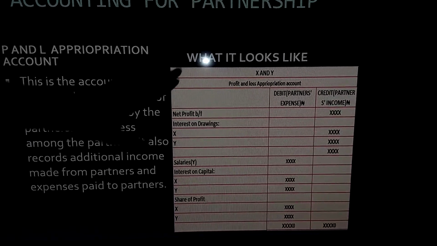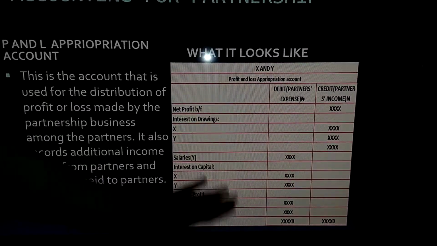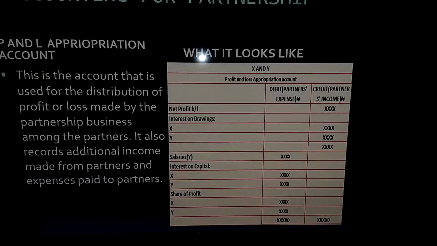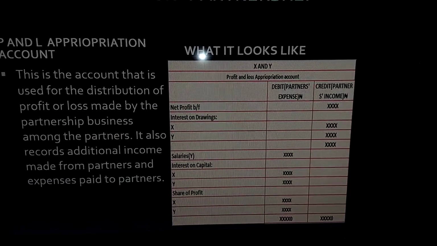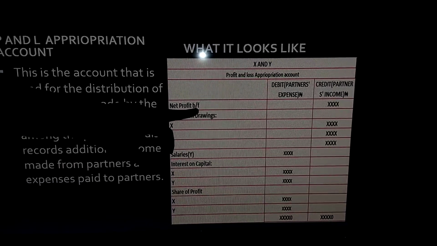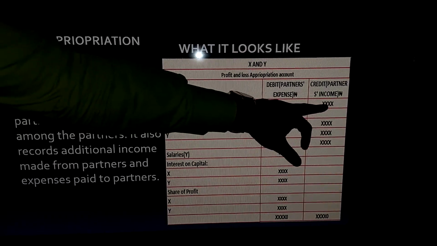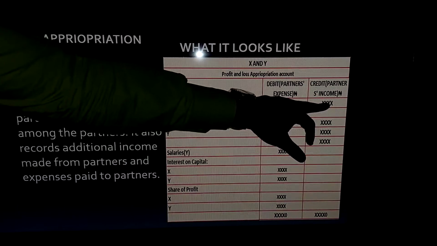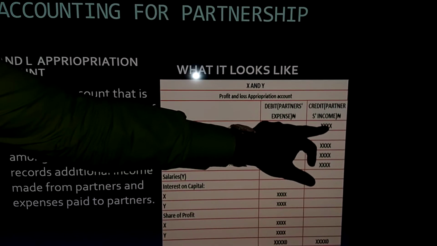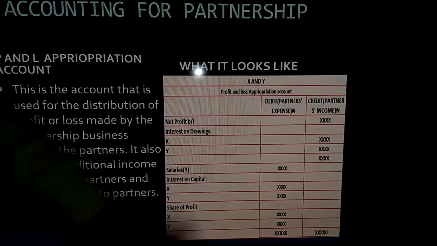So if you look at this appropriation account, we can see X and Y. These are the two partners involved. So we say profit and loss appropriation account. Now we have net profit brought forward. This is the profit that the partners have as income. This is the profit from the trading profit and loss account, which you bring down or bring forward.